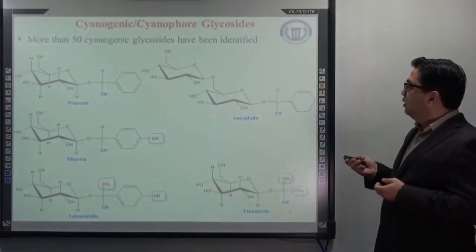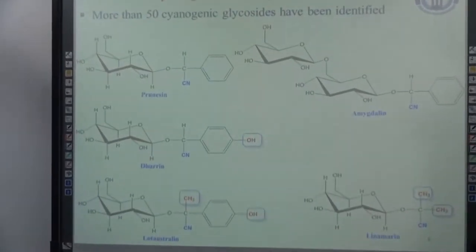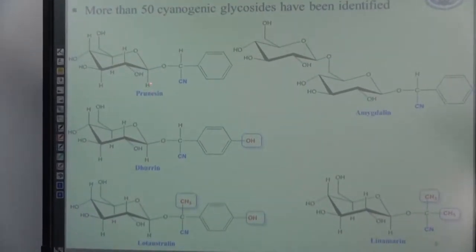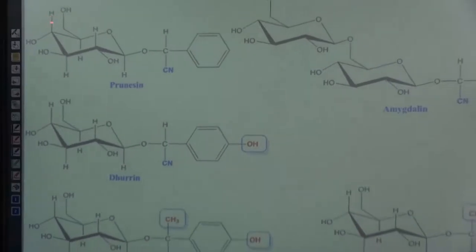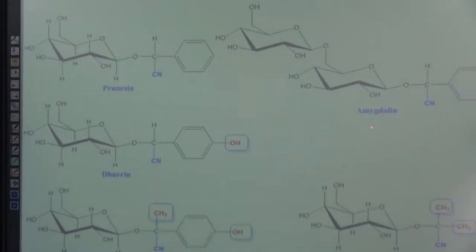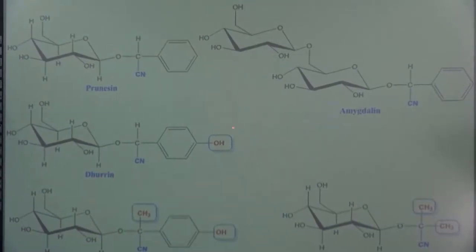And these are 5 of the most important examples of cyanogenic glycoside. First one is prunasin. If you look at the structure of prunasin and amygdalin, the difference is the presence of one sugar. So prunasin plus one more sugar becomes amygdalin. Then dhurrin. The difference between dhurrin and prunasin is the presence of an OH group at the para position of the aromatic ring. Another one is lotaustralin. In lotaustralin, if you see, the carbon containing the CN group has a methyl group.